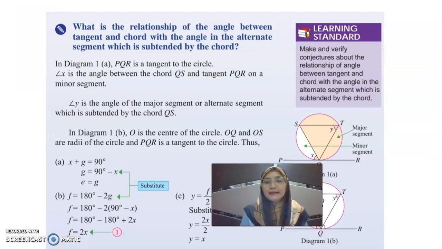Our learning standard is to make and verify conjectures about the relationship of the angle between tangent and chord with the angle in the alternate segment which is subtended by the chord.